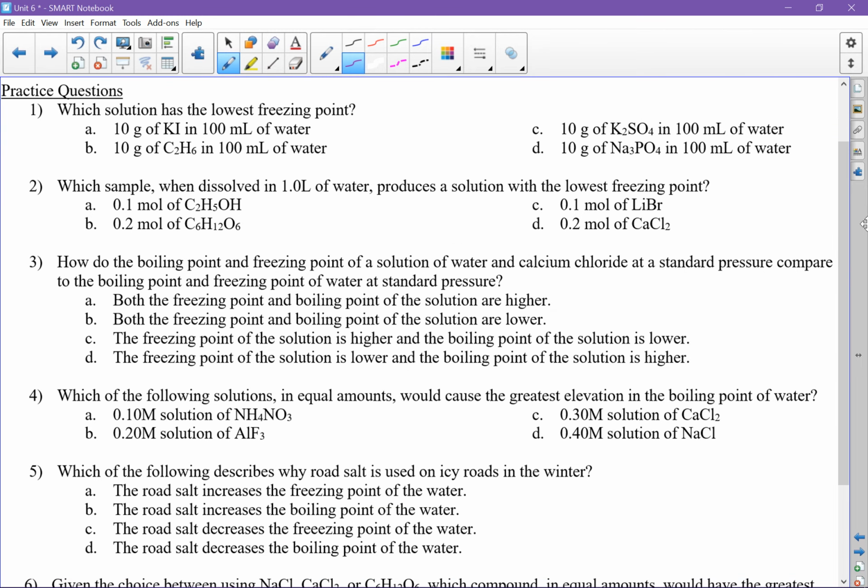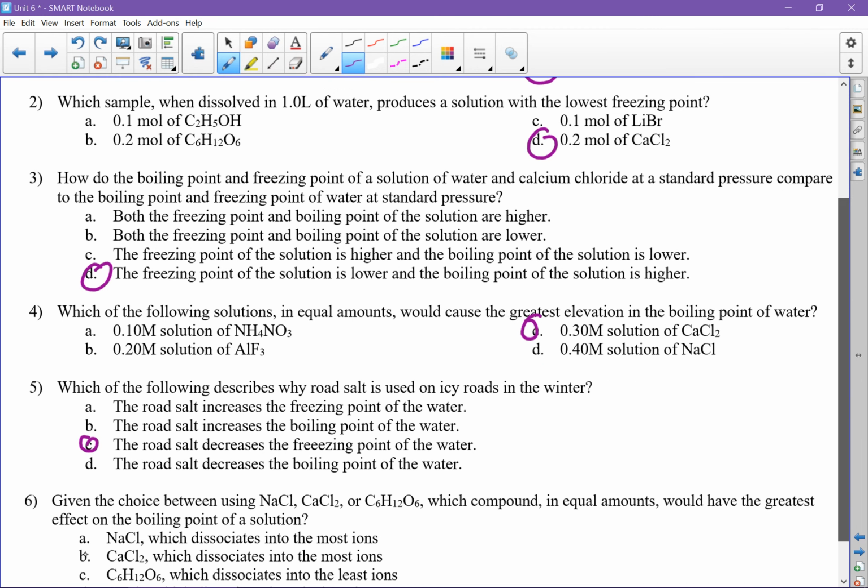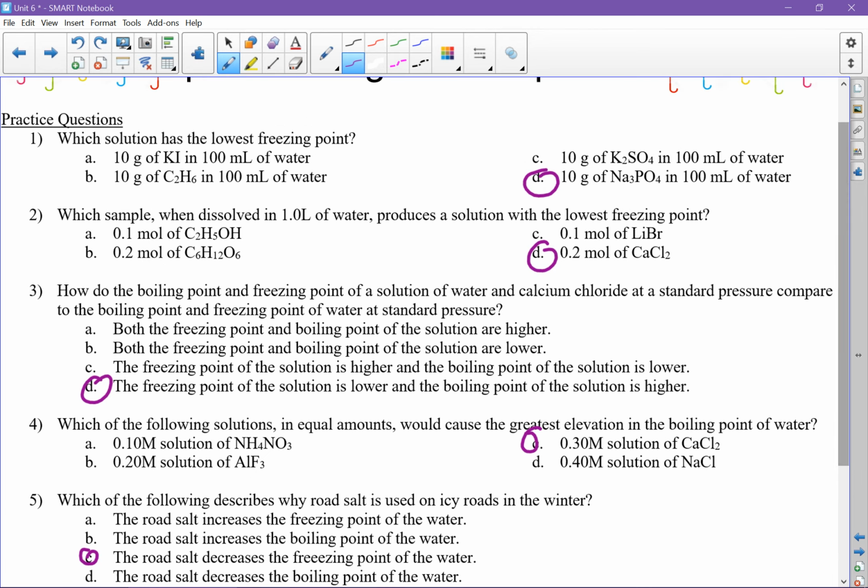Okay, so answers for these questions, you should have had this, and the last one is B. But if you struggled with any of these, then come and talk to me and we will figure out why. Good luck!